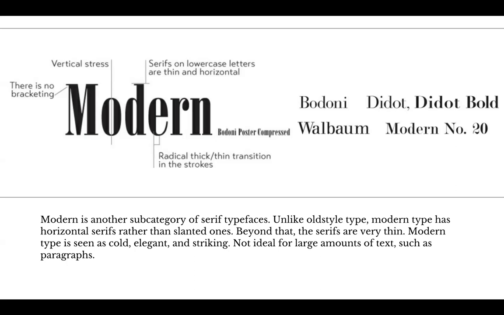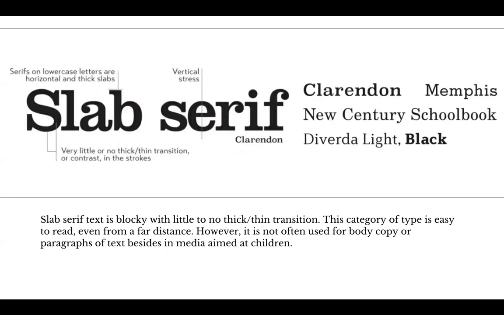And finally, we have our last category of serif text that we're going to talk about, and that is slab serif. As the name suggests, slab serif fonts are a bit blockier than other serif fonts. They have little to no thick to thin transition. This category of type is easy to read, even from a far distance. However, it is not often used for body copy or paragraphs of text, besides in media aimed at children.